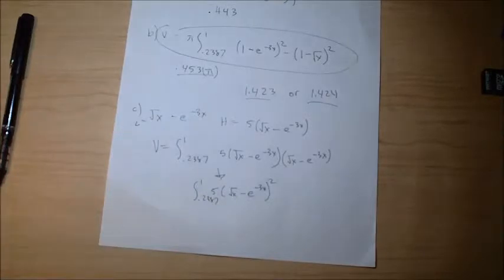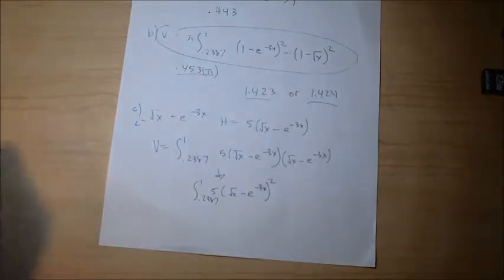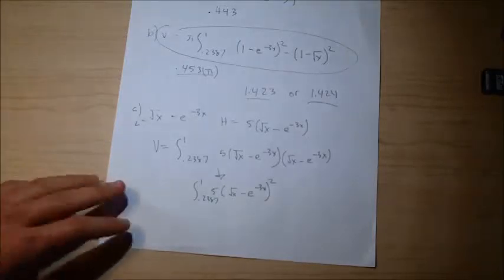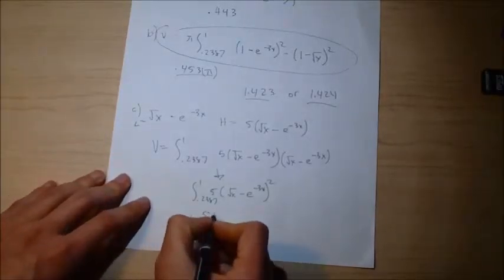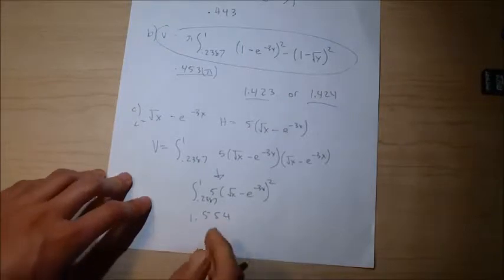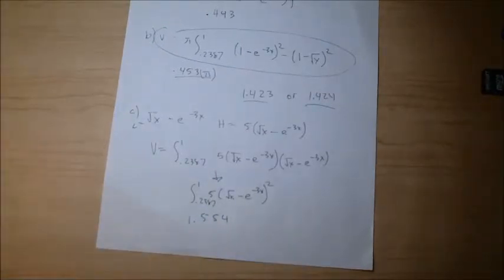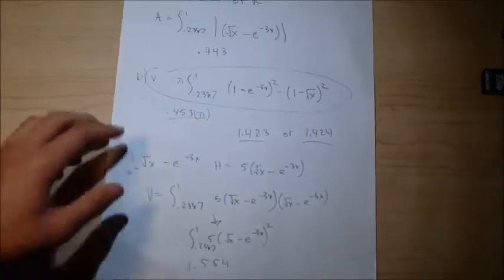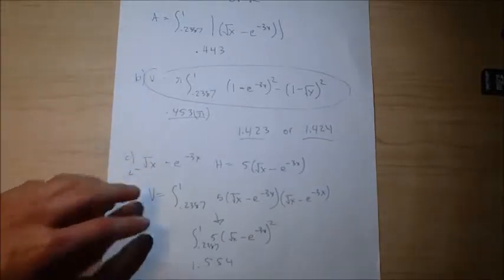Like I showed you before, you just plug it into your calculator using integrals, and you should get 1.554. Three decimal places, and that's how you do parts A, B, and C.